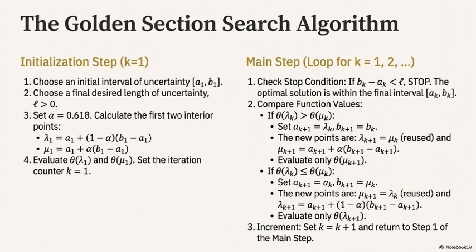Depending on which value is larger, we shift our boundaries and reuse one of our existing points as either the new left or new right point. This means we only need to perform one new evaluation per loop. As we continue, the interval of uncertainty shrinks by approximately 38.2% in every single step.